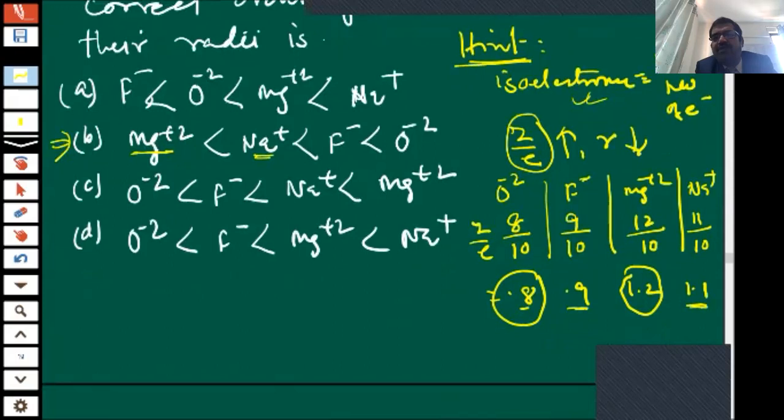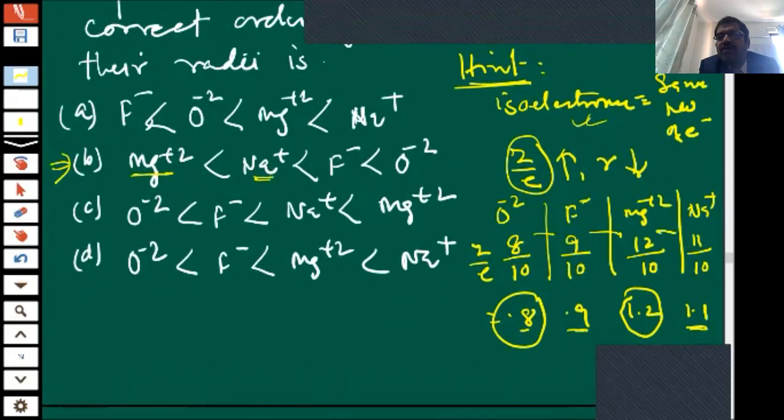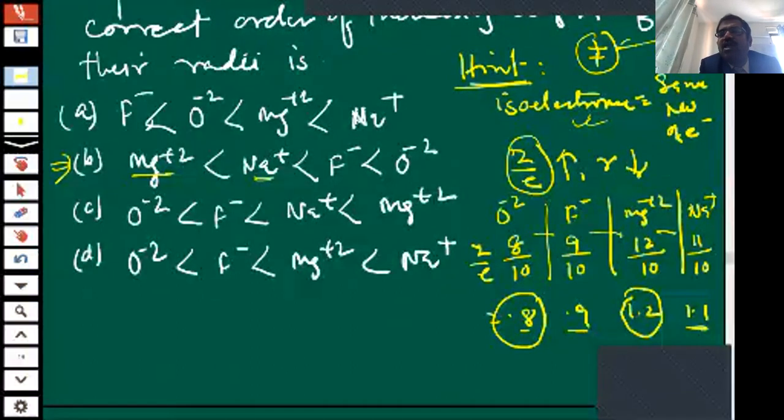So here what we have seen is that the more the Z value, the more the attraction. And Z means the number of protons. So number of protons means positive charge, so they will attract these electrons.